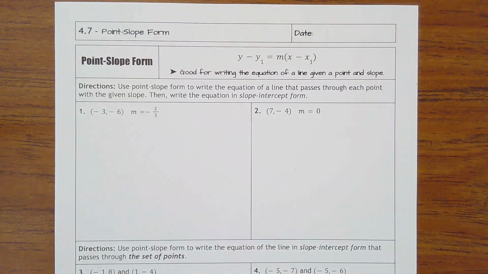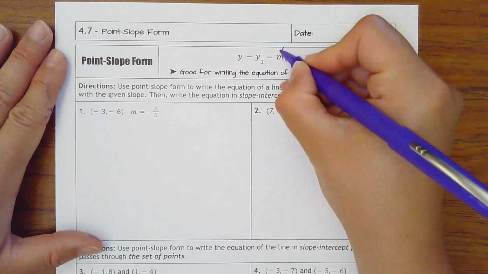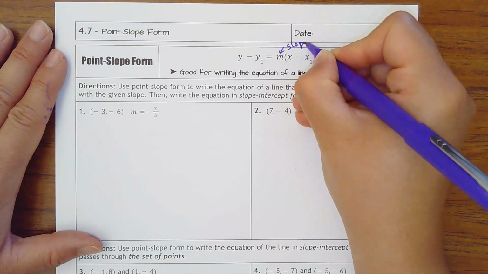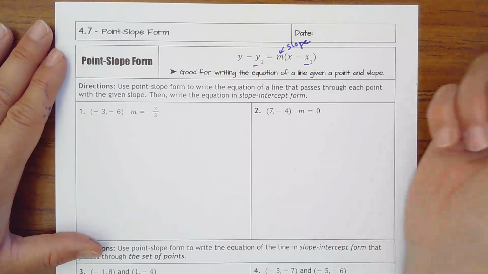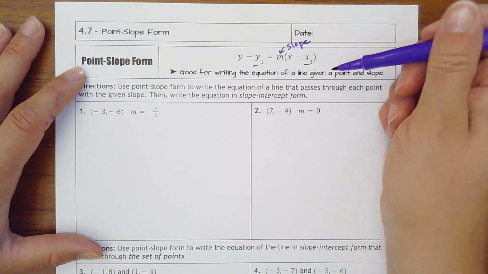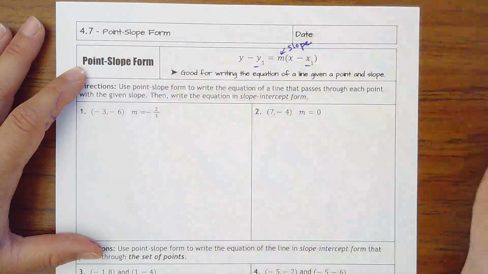Lesson 4.7 is called point slope form. So this is the last form type. It goes y minus y1 equals m times x minus x1. Remember, m is the letter we use for your slope, and then your y1 and x1 will come from your point. Obviously, the name came from somewhere. It's good for writing the equation of a line given a point and its slope.